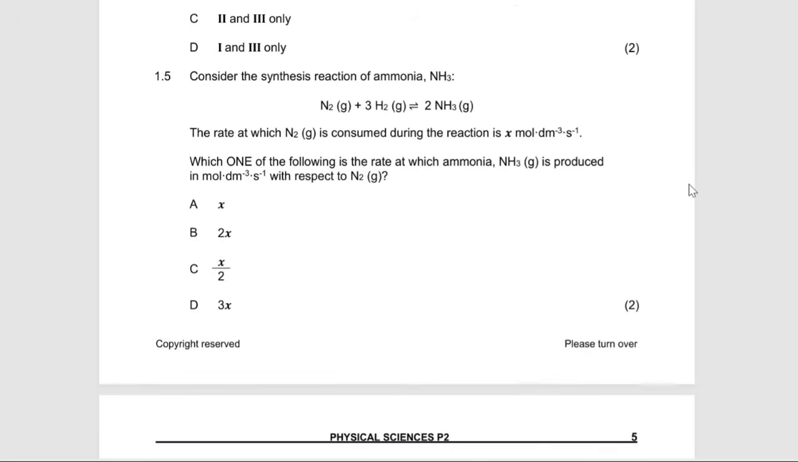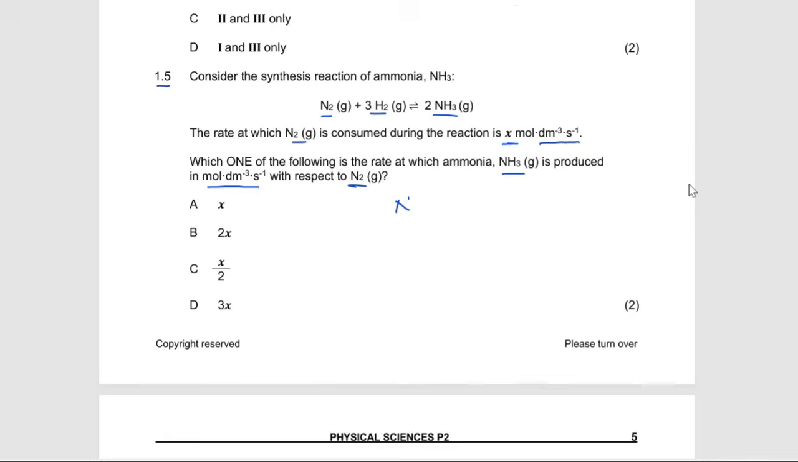Then moving on to 1.5, it says consider the synthesis reaction of ammonia, which is your NH3. So we're having N2 gas, then 3H2 gas also, to give a reversible reaction of what? NH3 gas there. Then they're saying the rate at which N2 gas is consumed during the reaction is X, mole per dm cubed per second. Then which one of the following is the rate at which ammonia NH3 is produced in mole dm cubed per second with respect to N2?